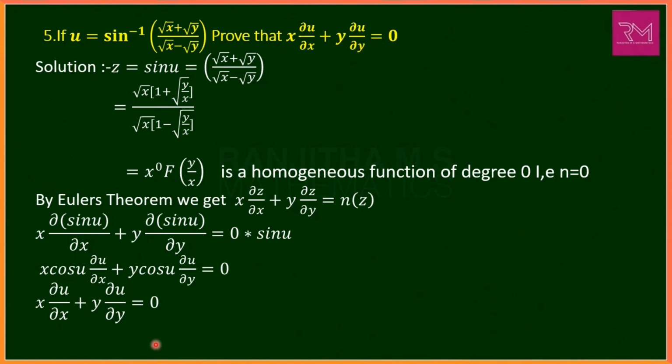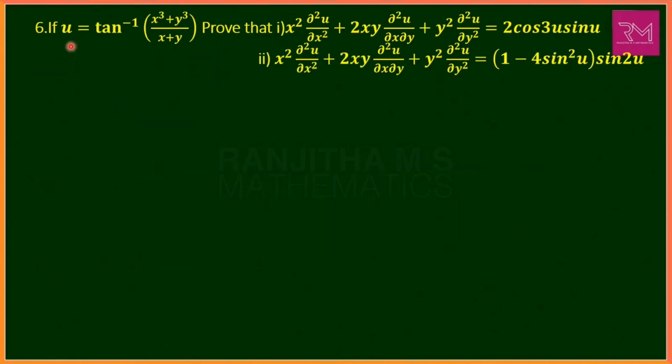We shall move on to type 3 problems on Euler's theorem. If u is equal to tan inverse of (x cube plus y cube) by (x plus y), prove that x square into del square u by del x square plus 2xy into del square u by del x del y plus y square into del square u by del y square value, which is equal to 2 cos 3u into sin u.